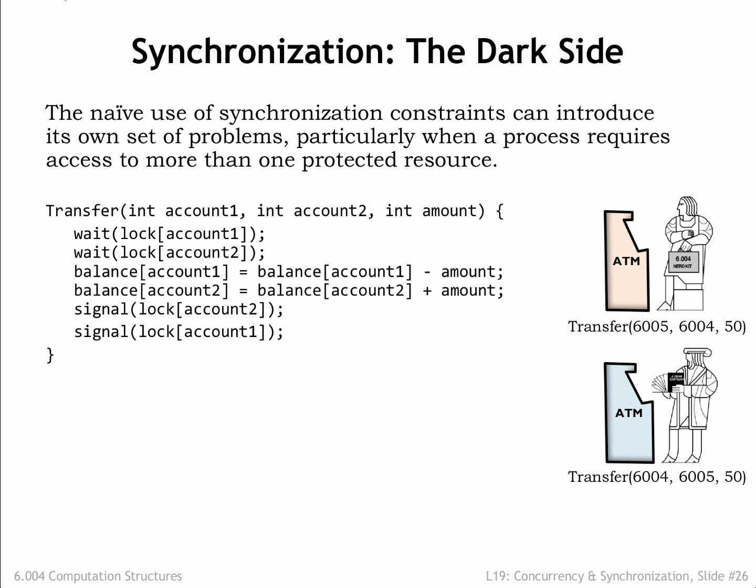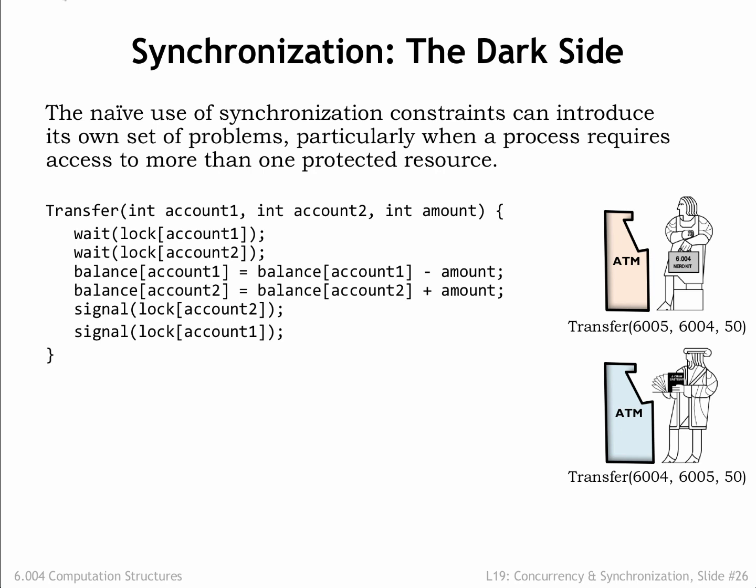Consider what happens if two customers try simultaneous transfers between their two accounts. The top customer will try to acquire the locks for accounts 6005 and 6004. The bottom customer tries to acquire the same locks, but in the opposite order. Once a customer has acquired both locks, the transfer code will complete, releasing the locks. But what happens if the top customer acquires his first lock for account 6005, and the bottom customer simultaneously acquires his first lock for account 6004?